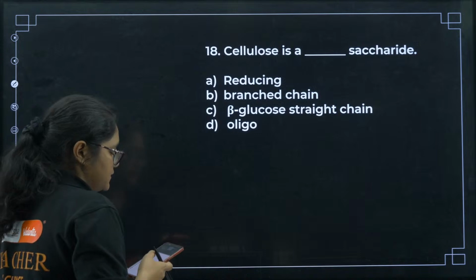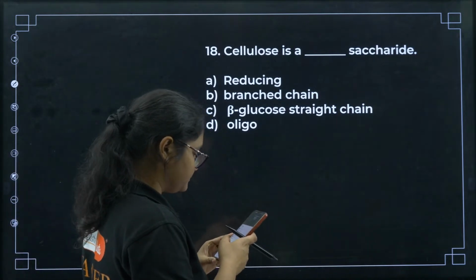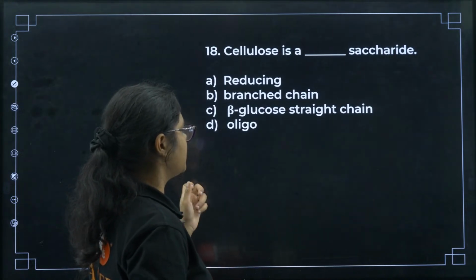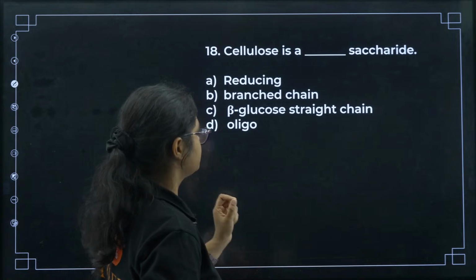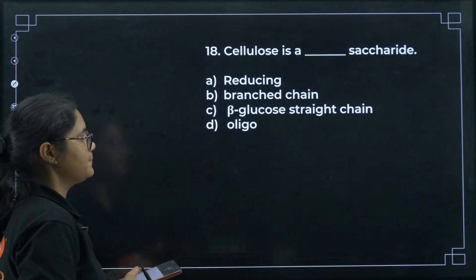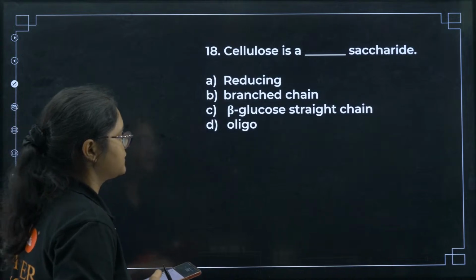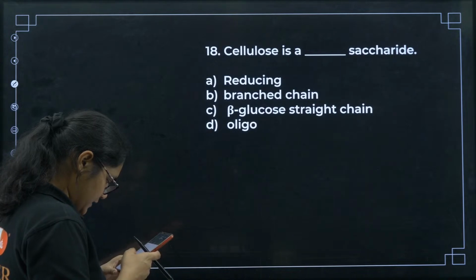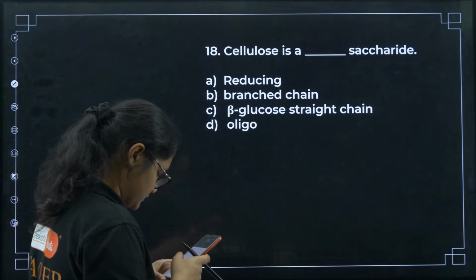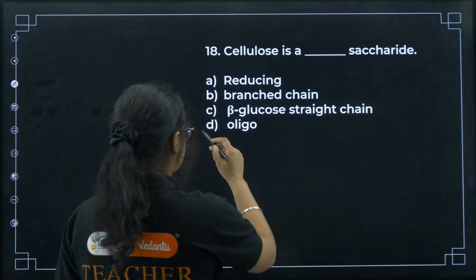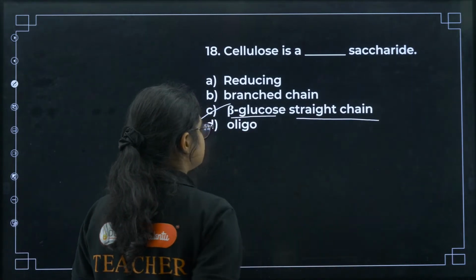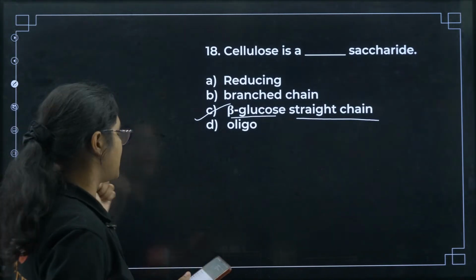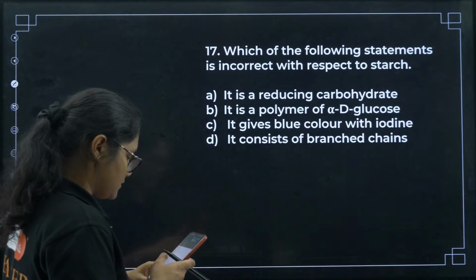Next, cellulose is a dash saccharide: reducing, branching chain, beta glucose straight chain, and oligosaccharide. You can answer this one. 19, all of you are correct. I want the answer for 18. 18C, Varija is again correct. Beta glucose straight chain. It is the only polysaccharide which is made of beta glucose units and it has a straight chain.